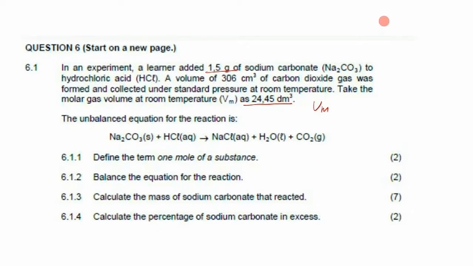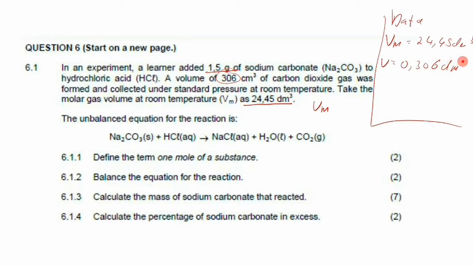So the first thing that you want to have is your data box, right? So data, so we have VM, it's 24.45 dm cube, and then we have the volume which we already converted to dm cube, so it's 0.306 dm cube. And then remember, all this relates to carbon dioxide.